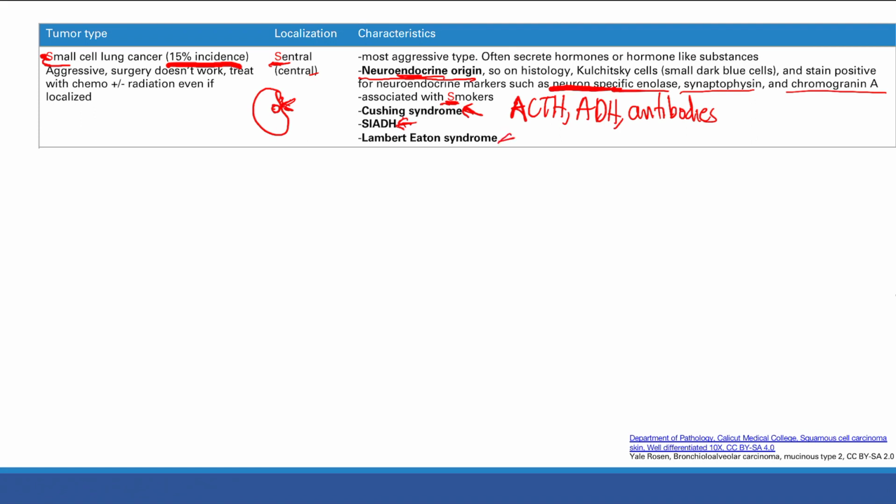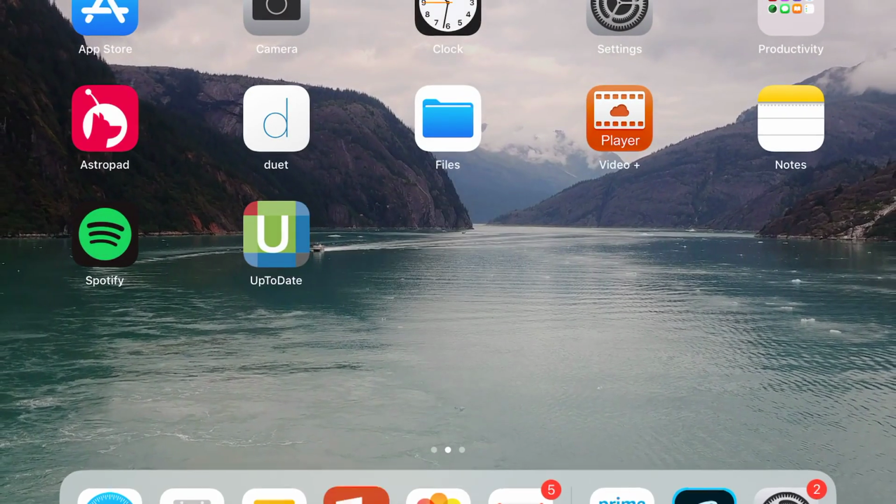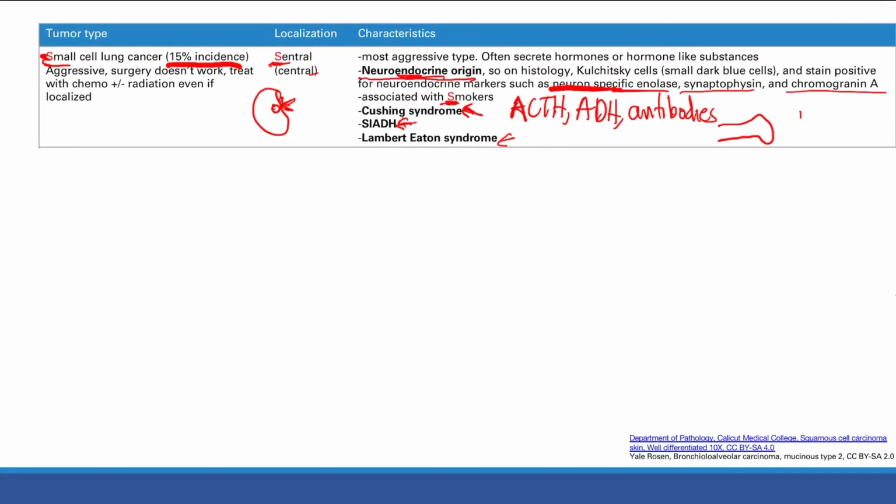And finally, Lambert-Eaton syndrome. Remember, this is a syndrome that we saw in the MSK section. What was the very classic symptom here? Remember, the classic symptom is going to be proximal muscle weakness that improves with repetition. I'm going to draw this out. We have the neuromuscular junction.